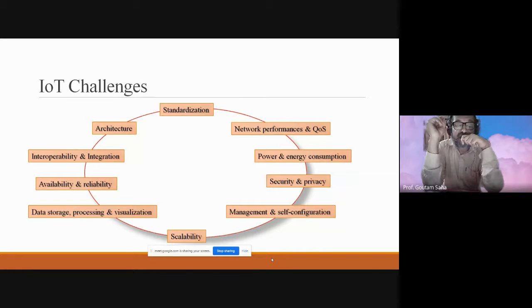Then data processing, data storage, and data visualization. I have told you that heterogeneity of data is there, so heterogeneity has to be removed first for processing. And visualization is another problem. Visualization by a human being and visualization by sensors and actuators is totally different.